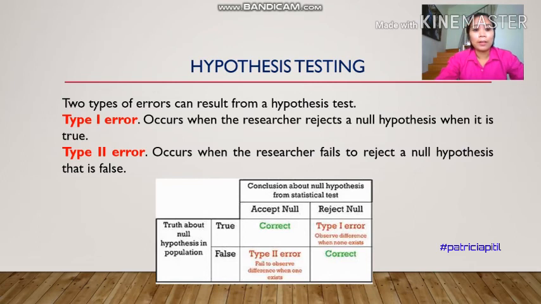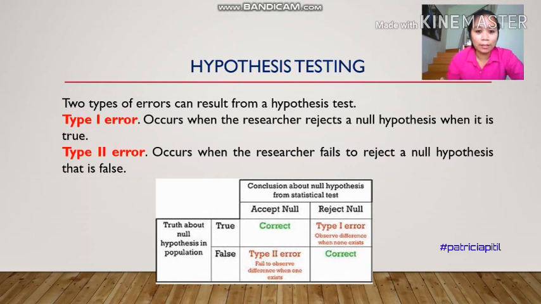Okay, type 1 error occurs when the researcher rejects a null hypothesis when it is true. The mistake is, when the null hypothesis is true, meaning that there is no significant effect or no differences or relationship, but the researcher rejects it, he makes a mistake, we call it type 1 error. Do not commit type 1 error. What is that? It means, do not reject the null hypothesis when it is true. Don't make a mistake rejecting the null hypothesis.